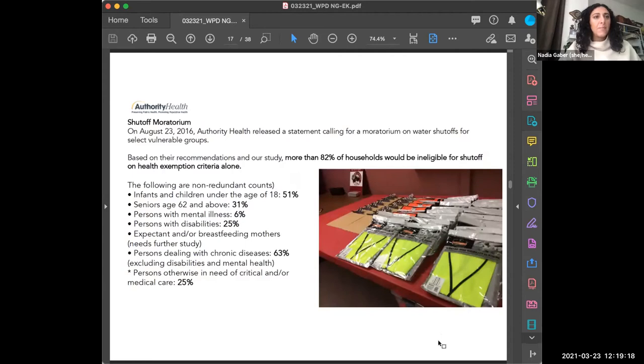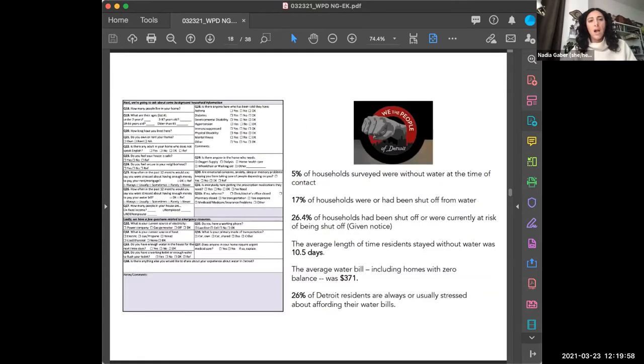We found that at the same time, there was a county health authority that put out a recommendation that people who are especially vulnerable should be protected from water shutoffs. So they said seniors who are 62 and above, people living with mental illness or disabilities, expectant or breastfeeding mothers, people dealing with chronic illnesses, and people otherwise in need of critical medical care should have protections to keep their water on. And when we did this survey, we found that more than 82% of households in the city of Detroit would be ineligible for shutoffs based on health exemption criteria alone. So it just speaks to the very high structural vulnerability that already existed in the city of Detroit before these water shutoffs were imposed. So then we did a closer look.